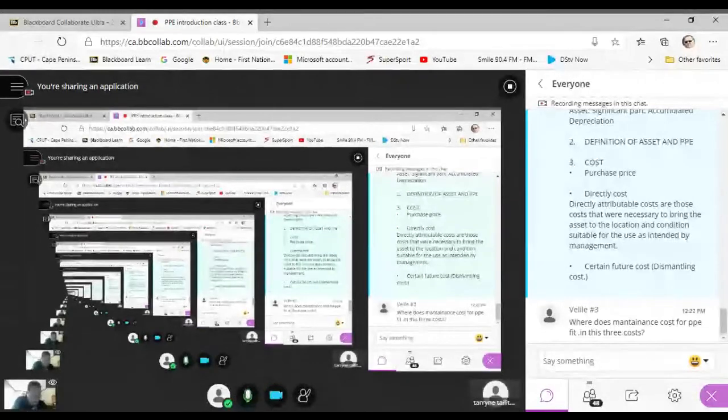Lily, where does maintenance cost for PPE fit in these three costs? Lily, we are going to be talking about that not in today's class, but in a future session, but perhaps we can already just mention that now. When it comes to maintenance, we must understand what is meant by the term maintenance. Like Mrs. Moore has started there, when we talk about subsequent costs, we are now just talking about initial costs, right? So later on, when we talk about subsequent costs, costs that you incur after the acquisition of the item, then we will address that. But let's maybe give you some thoughts already.